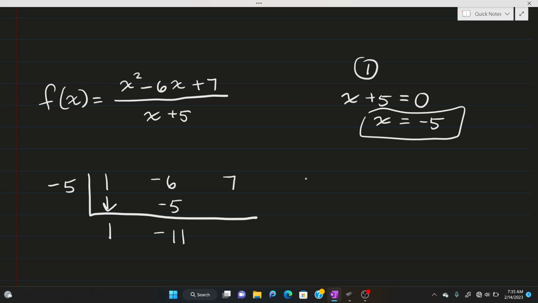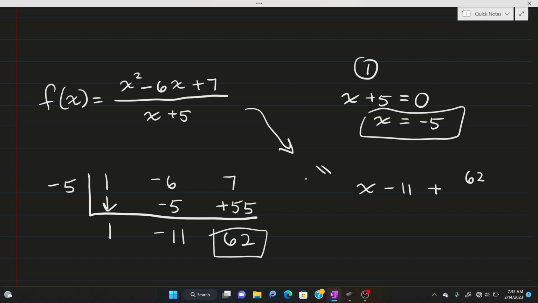So that's going to be, what is that? Positive 55? Yes, yes. That's going to be 62. That's our remainder. So this is equal to, basically, x minus 11 plus 62 over x plus 5.